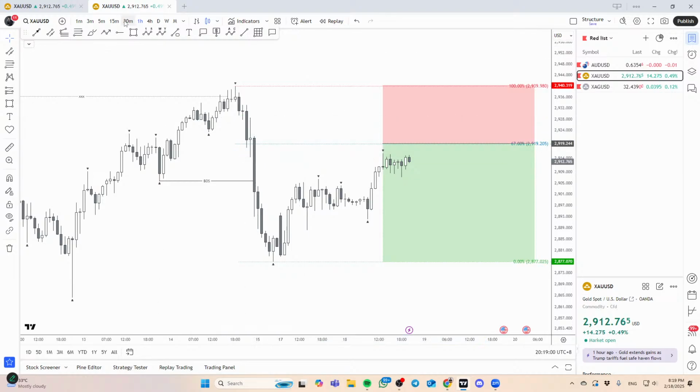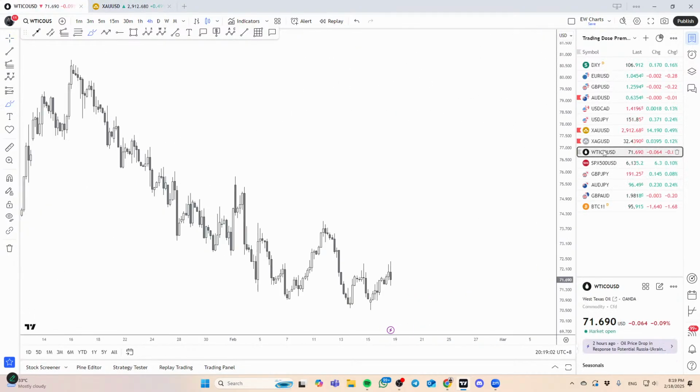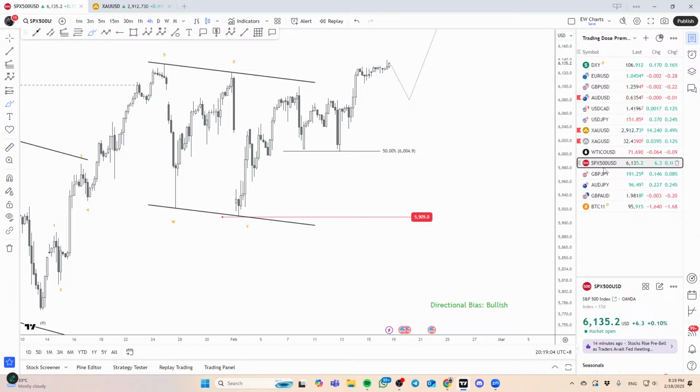So if you apply that principle on a higher time frame, for example, here we have the up move, a slight pullback, and then the up move again. This here would form your order block. It's a pretty simple, straightforward principle.